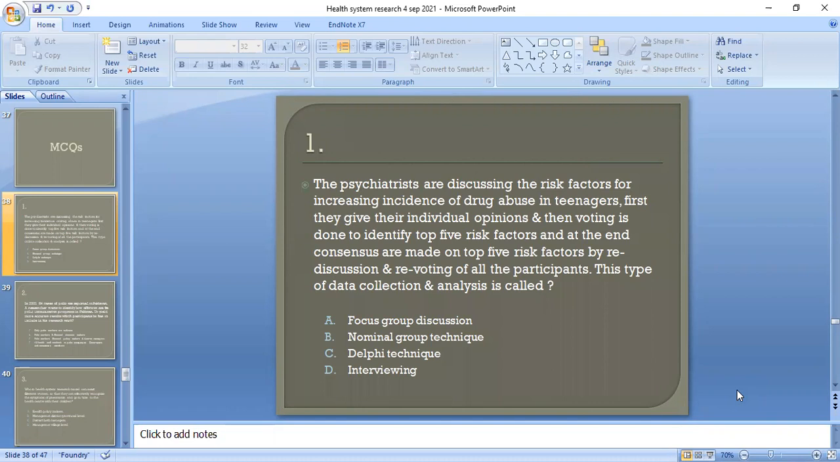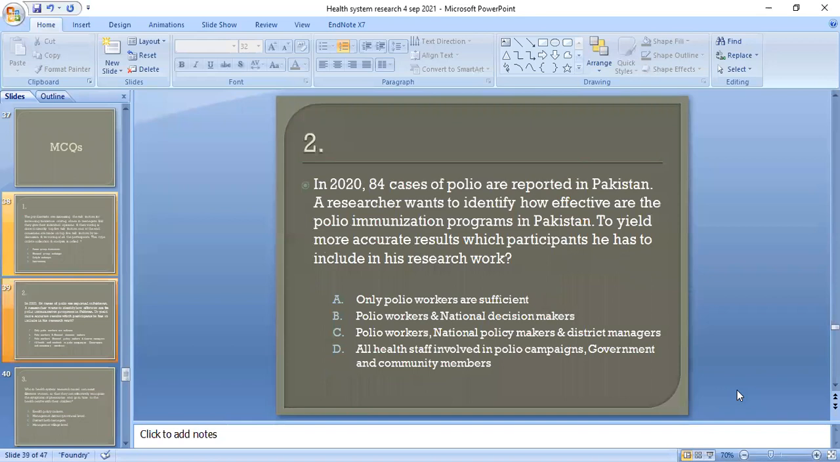Yes, it is a nominal group technique of data analysis and collection. The second MCQ is: in 2020, 84 cases of polio were reported in Pakistan.